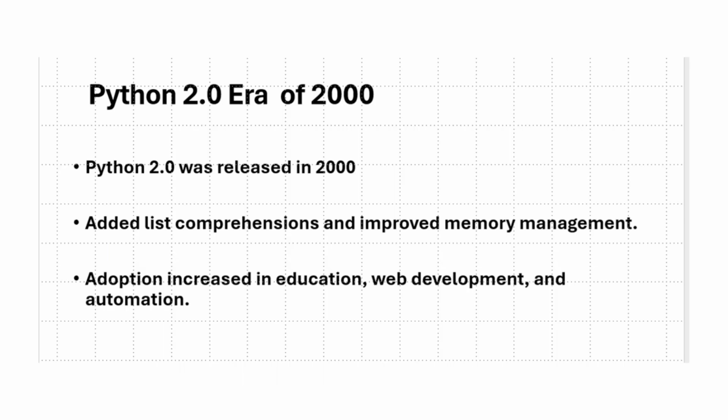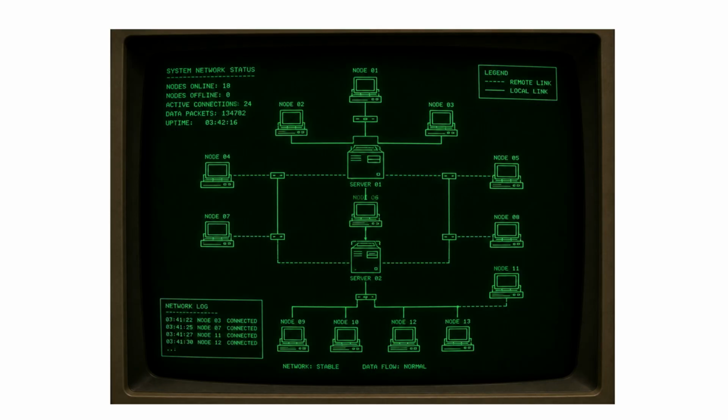Python 2.0 era, 2000. Python 2.0 was released in 2000. It added list comprehensions and improved memory management. Adoption increased in education, web development, and automation.